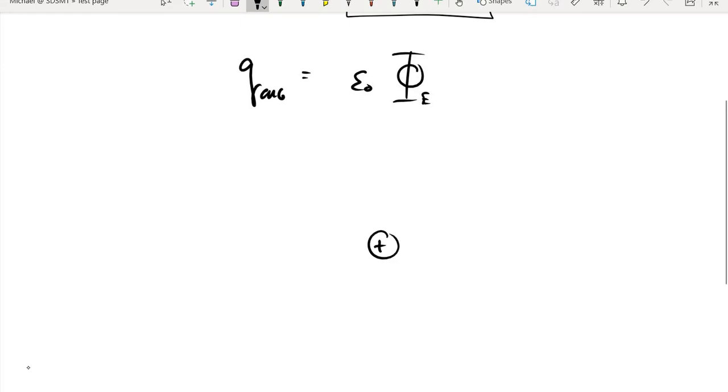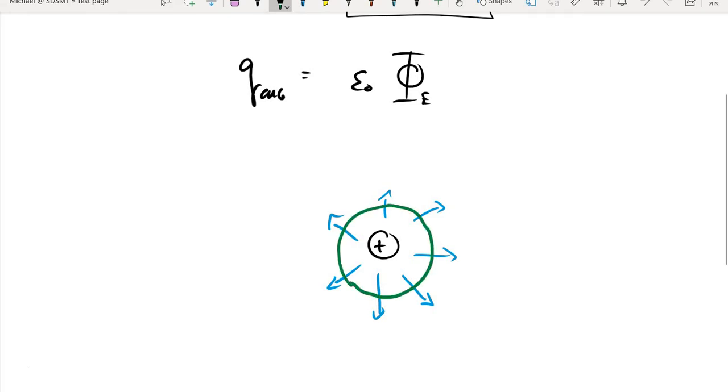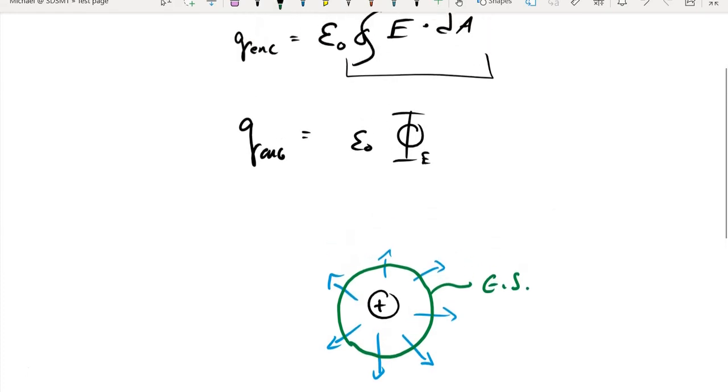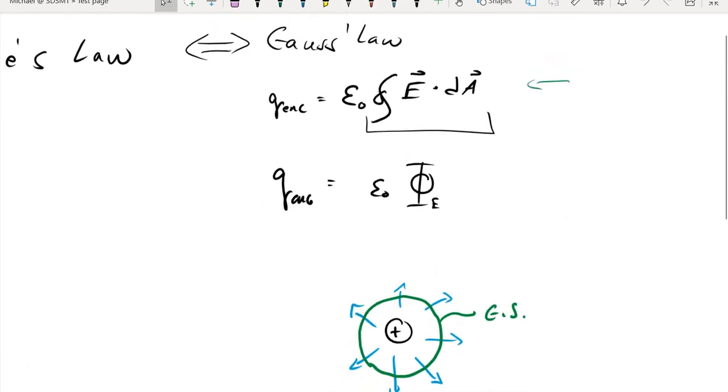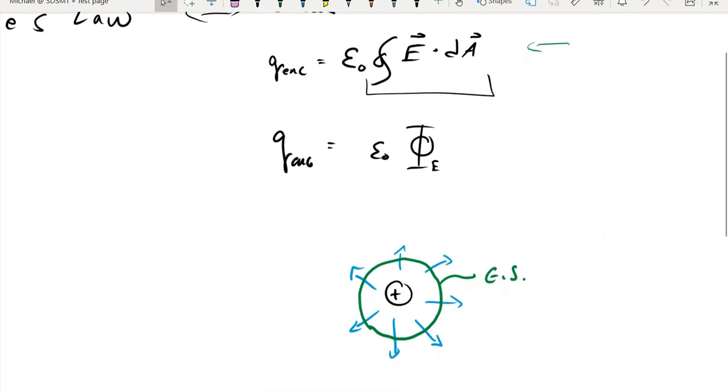And so just as a quick review, if we had a positive charge that was sending out electric field lines in all directions, then we could put a container around this charge. And if we could find a place in space where all the electric fields that were passing through this Gaussian surface had the same magnitude, then we could put all of that information into Gauss's law, and we could derive an expression for what the electric field for that system looked like.